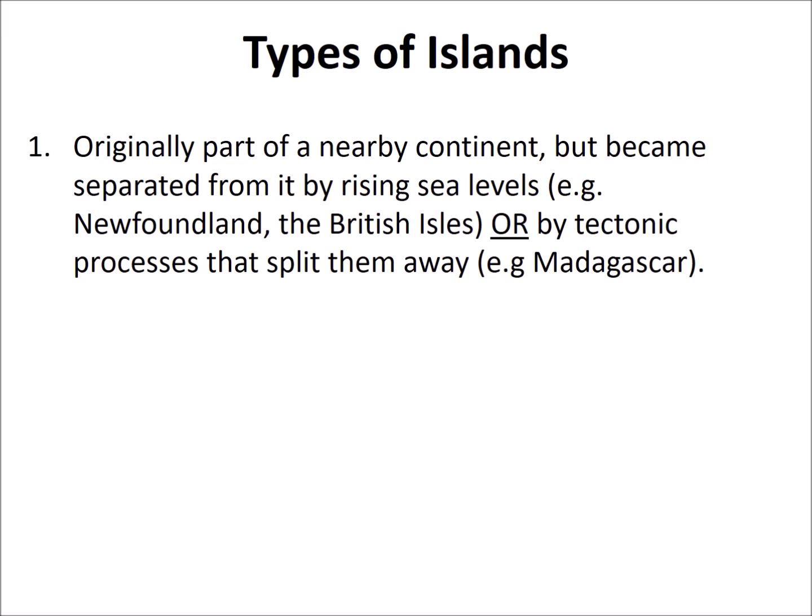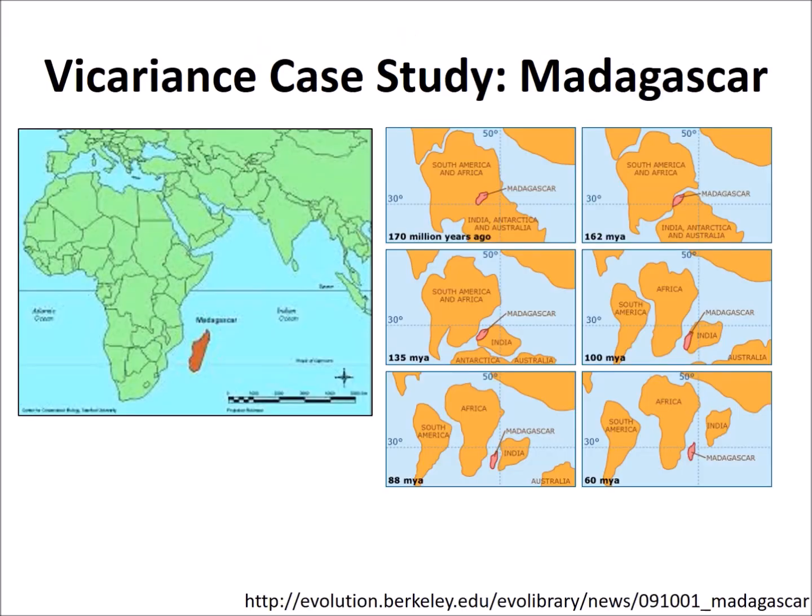And the first type of island are islands that were originally part of a nearby continent. So they were part of the continent and became separated from the continent by a vicarious event. So this could have been caused by rising sea levels. For example, this is how Newfoundland formed, or the British Isles. Or they can become separated from the continent by tectonic processes. So Madagascar, which we talked about before the strike, is an example of an island forming by tectonic processes.